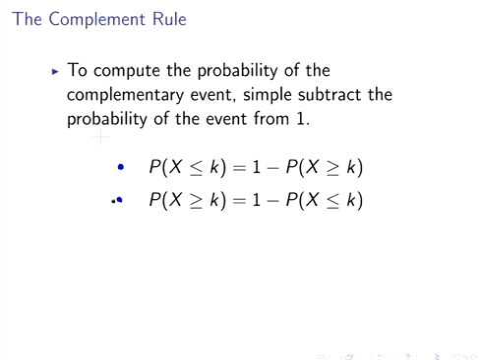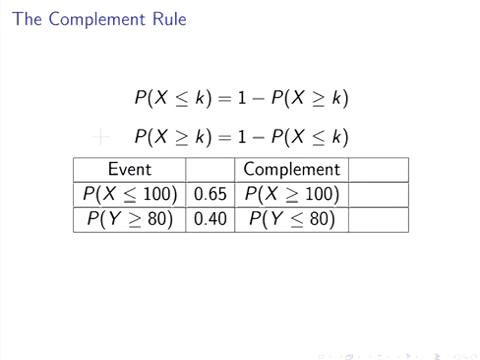Okay, let's look at an example. I've written the expressions there again, those two formulas. So we have two events here. The probability of x less than or equal to 100 is 0.65. So what is the probability of it being greater than or equal to 100? Well, the answer is simply 1 minus 0.65. This is 0.35. Likewise, the probability of y greater than or equal to 80 is 40%. What is the probability of y less than or equal to 80? That is 60%, 0.60. So that ends our presentation.